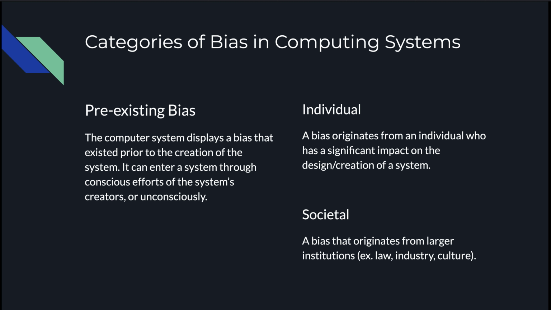A societal bias originates from larger institutions. This might be the law, or an industry, or a culture. An example of this might be an educational software that was unconsciously given the cultural assumption that boys like mathematics and girls don't, and boys also like sports, so many of the math questions relate to male-dominated sports like baseball and American football, which would have definitely alienated me if I was using this sort of educational software as a child.